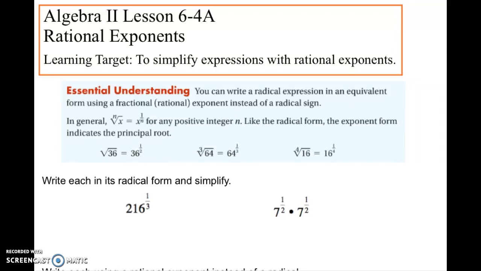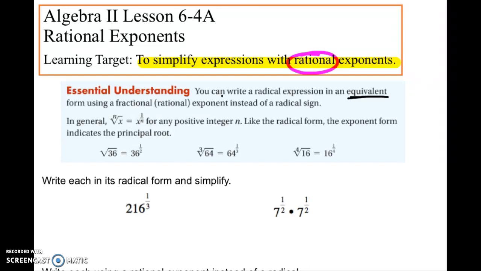Our learning target for today's lesson is to simplify expressions with rational exponents. Remember, the word rational means a fraction. So we are going to be looking today at exponents that have fractions in them. Our essential understanding tells us that we can write radical expressions in an equivalent or equal form using a fractional, rational, exponent instead of a radical sign.